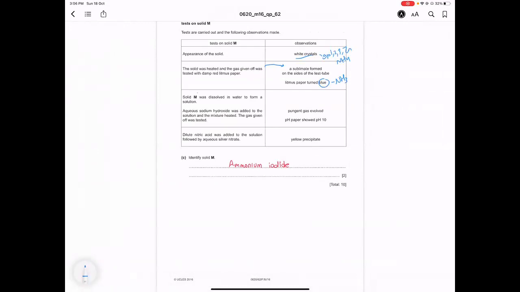He dissolved solid M in water. He added sodium hydroxide and heated. A pungent gas with a pH of 10 was produced. This definitely is ammonia, and ammonia is produced from ammonium, okay? Or, take care, ammonia is produced from ammonium or nitrate. Those are the two ions that produce ammonia.